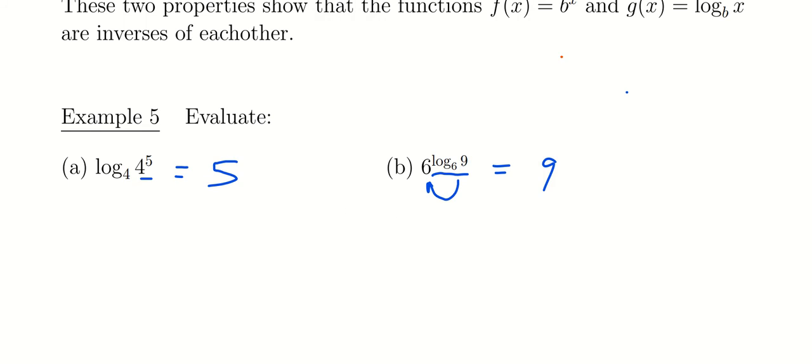Alternatively, if you want to think of it like I described a moment ago, for those students who like to think of log base 4 and the exponential part canceling, this will produce the answer of 5. The exponential part 6 with log base 6 ends up canceling, producing the answer 9.